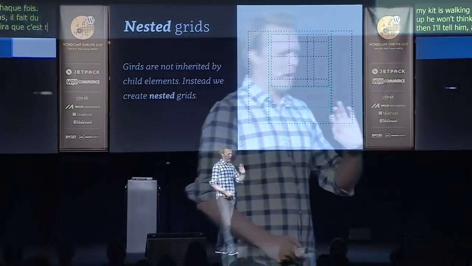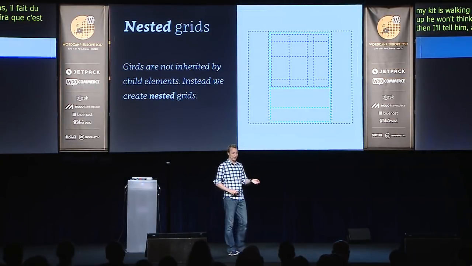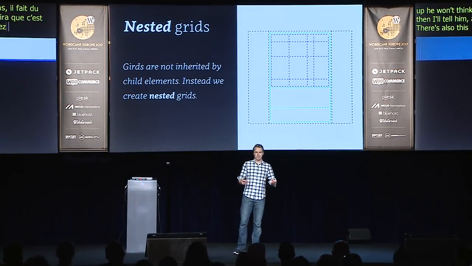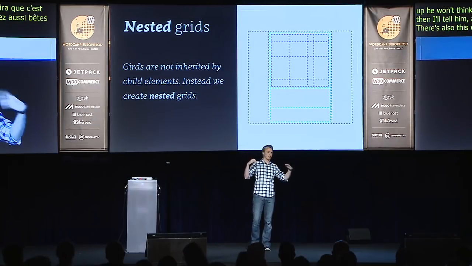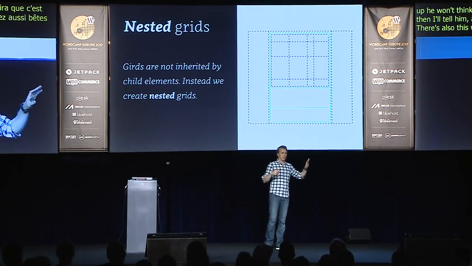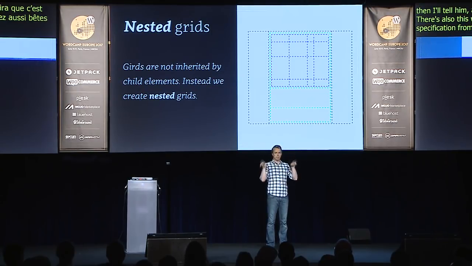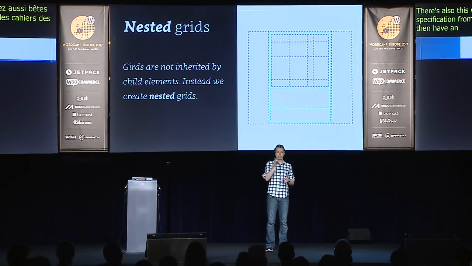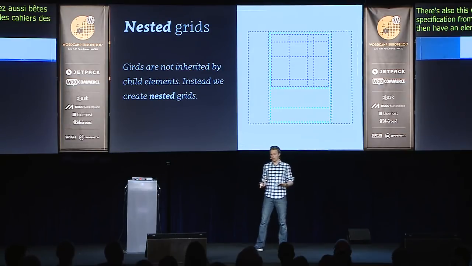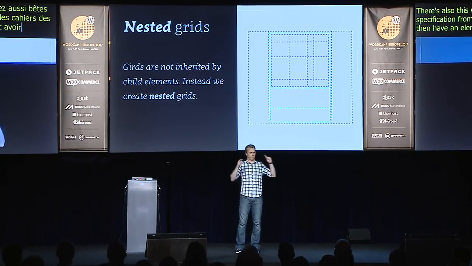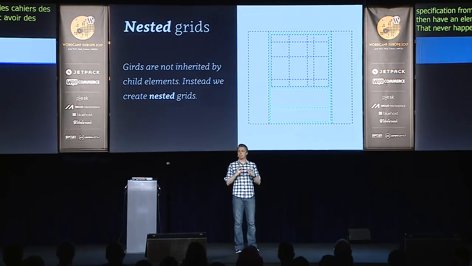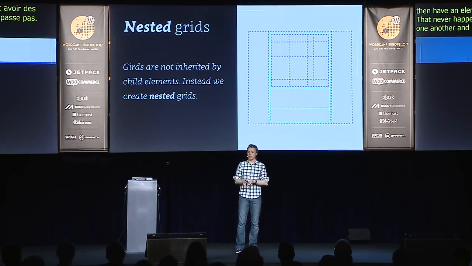There's also this weird little thing called nested grids. Now, in the original grid specification from a couple of years ago, you had the ability to create a grid and then have an element within the grid inherit the grid so you would get consistency. That never happened in browsers. So instead, what we do is we declare multiple grids inside one another. And it turns out that's actually a huge benefit, because then you can say, I have an overall layout grid where I lay out my header, my footer, my sidebar, and so on.